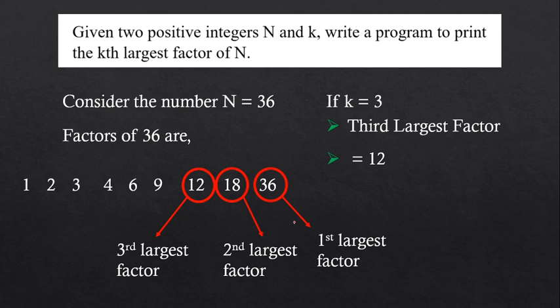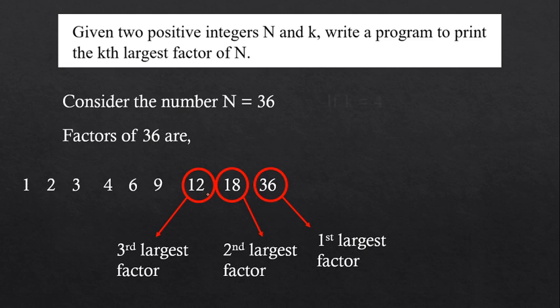So if you consider it in largest format, the first largest is the last factor, the second largest is the next factor, the third largest is the factor after that, and like that the series goes on. Is the question clear? Try it with some other test case also. Let me say k value is 4. This is the first largest, second largest, third largest. So what will be the fourth largest?